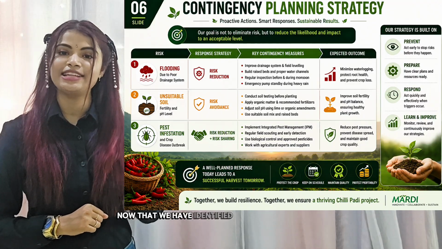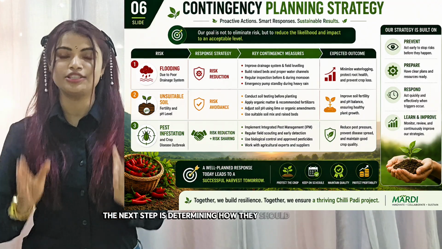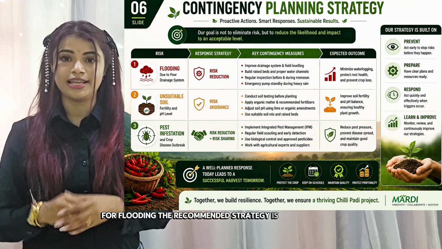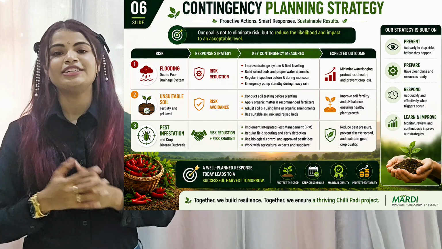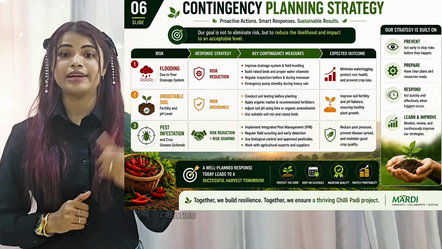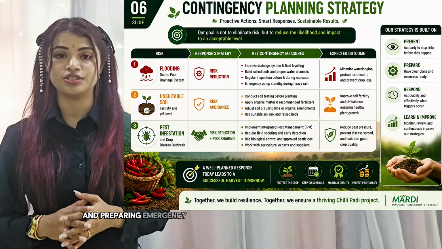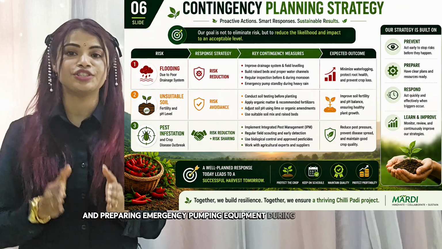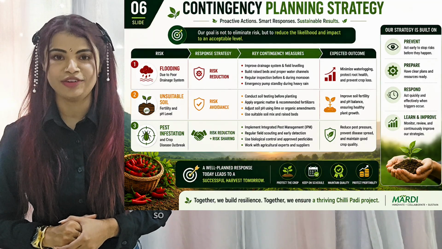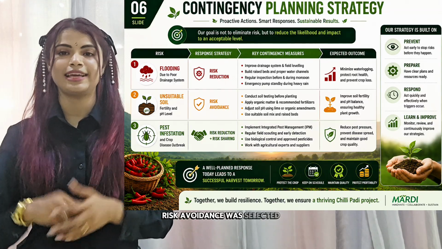Now that we have identified the most critical risks, the next step is determining how they should be managed. For flooding, the recommended strategy is risk reduction. This includes improving the drainage system, creating raised planting beds, and preparing emergency pumping equipment during periods of heavy rain.